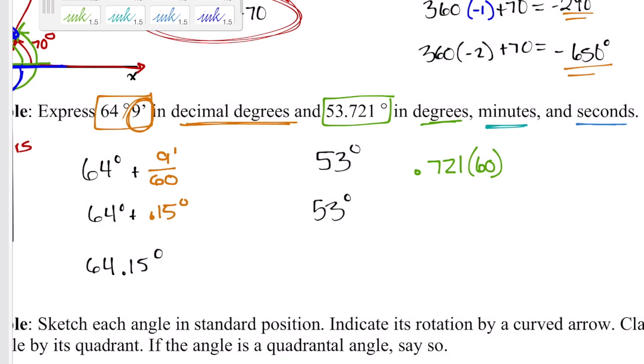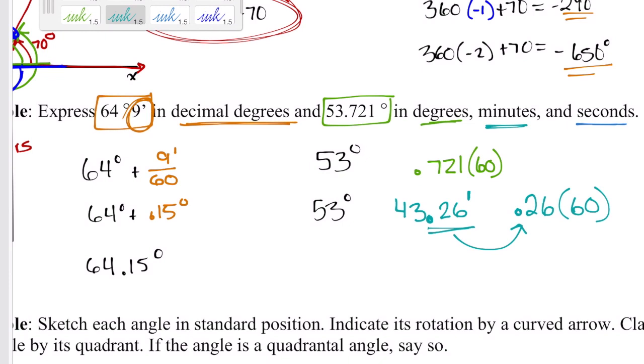And then when I multiply the 0.721 by 60, I end up with 43.26, and this is minutes. Again, it wants degrees, minutes, and seconds. So I should probably put this in the blue. It wants degrees, minutes, and seconds, which means I'm going to take that decimal here of minutes, and I'm going to figure out how many seconds that is. Again, there's 60 seconds in a minute, so I'm going to multiply this by another 60.